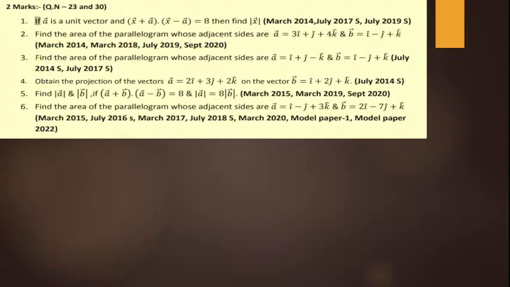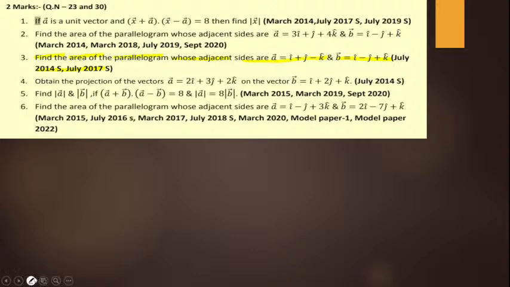Same type of question is here too. So area of parallelogram, again he has asked whose adjacent sides are given. A vector is provided, B vector is provided. This question is asked in July 2014 as well as in July 2017. So we'll see how to solve this question now.